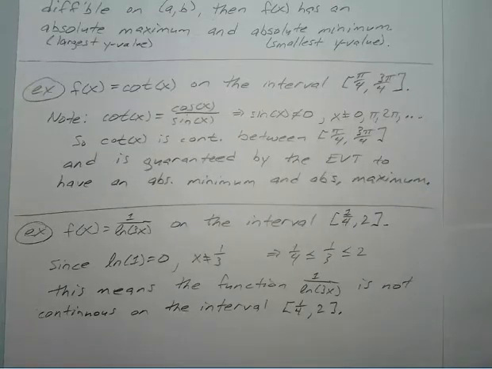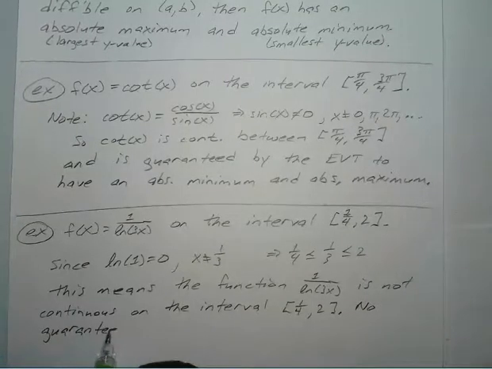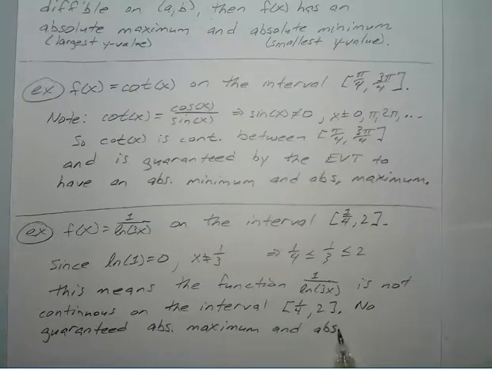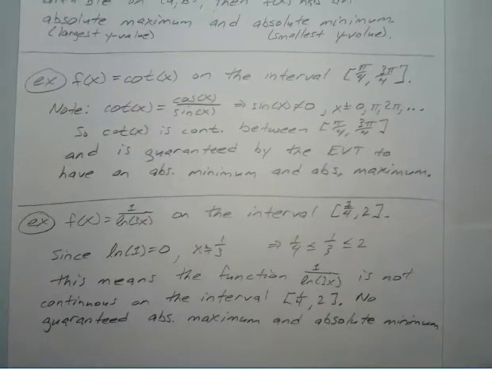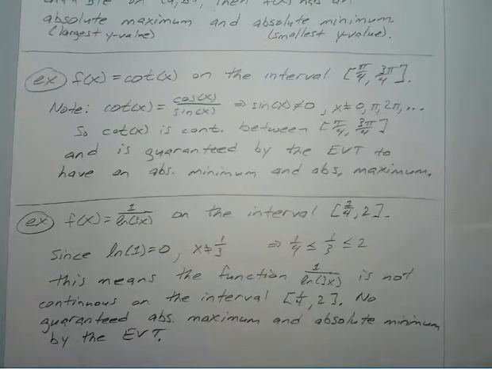Okay, so this really lets us know that there's no guaranteed absolute maximum and absolute minimum by the extreme value theorem. Okay, so this one's kind of telling you, okay, by the extreme value theorem, we can't guarantee that if you start searching for an absolute minimum and maximum, you'll find one. Okay, so basically they're telling you don't bother.